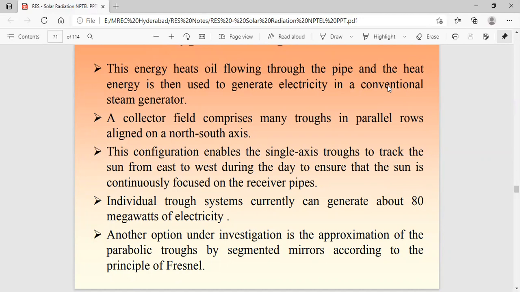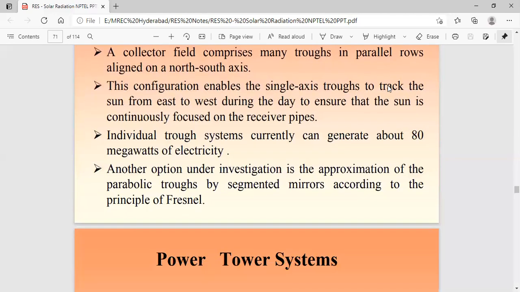The configuration enables the single axis to track the sun from east to west during the day to ensure that the sun is continuously focused on the receiver pipes. The individual trough systems currently can generate about 80 megawatts of electricity. Another option under investigation is the approximation of the parabolic troughs by segmented mirrors according to the principle of Fresnel.